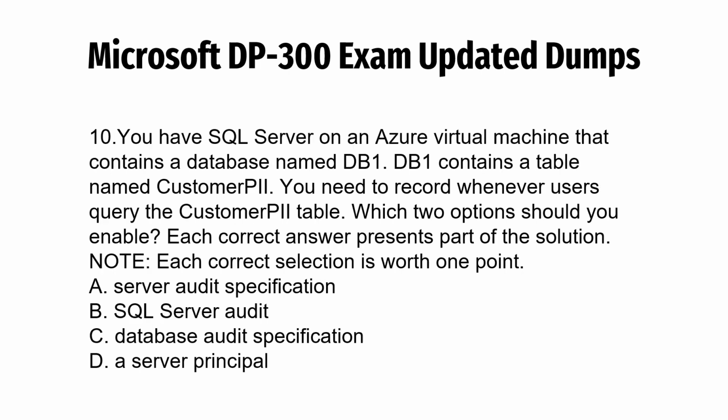10. You have SQL Server on an Azure virtual machine that contains a database named DB1. DB1 contains a table named Customer PII. You need to record whenever users query the Customer PII table. Which two options should you enable? Each correct answer presents part of the solution. Note: each correct selection is worth 1 point. A. Server audit specification. B. SQL Server audit. C. Database audit specification. D. Server principal.